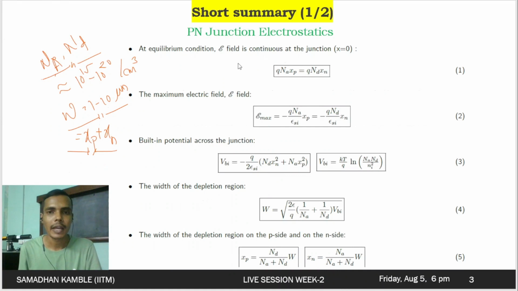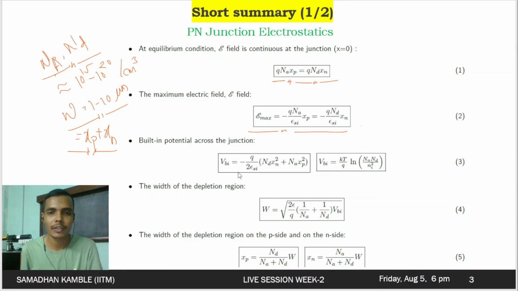At equilibrium, we can see that the electric field is continuous at the junction, so this particular condition at equilibrium is satisfied. A maximum field, E max, is created exactly at the junction, and a potential difference, also known as the built-in potential, is formed across the region. So the E max value is given by this particular relation.